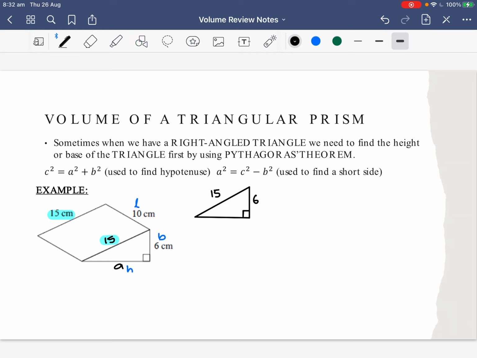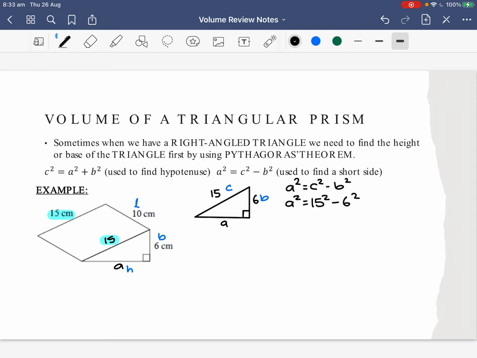So if we look at our right angle triangle, we have the sides 6, 15, and our unknown A. Now, I'm just going to label this side as our hypotenuse, so it's C, and this side is our other short side, so it's B. So we're going to use the formula A squared equals C squared minus B squared in order to find the length of that short side using Pythagoras' theorem.